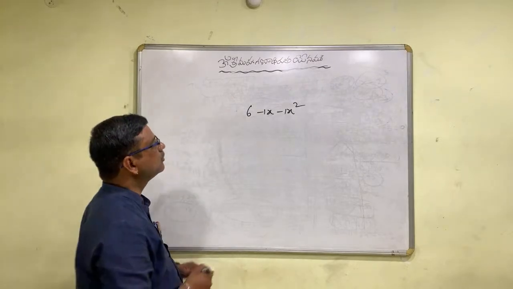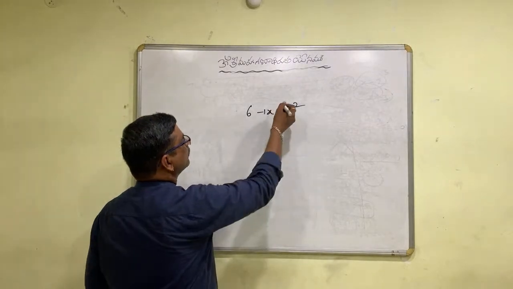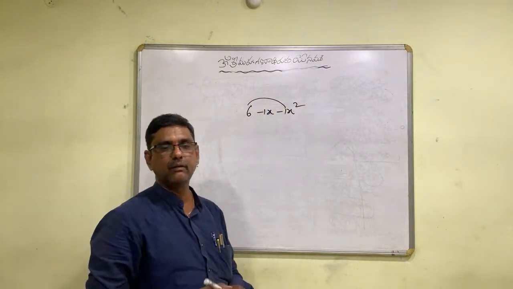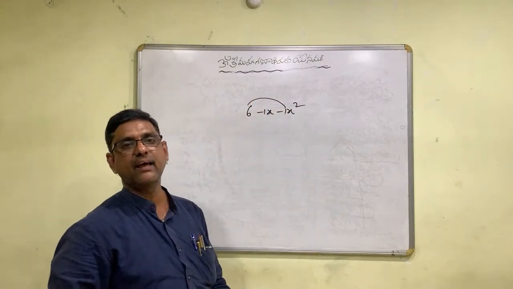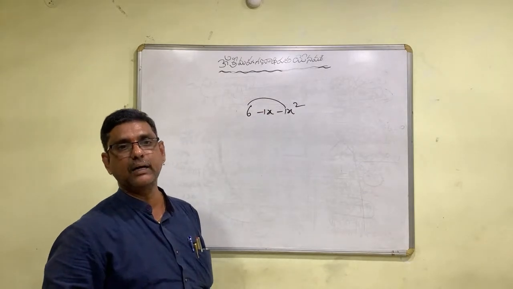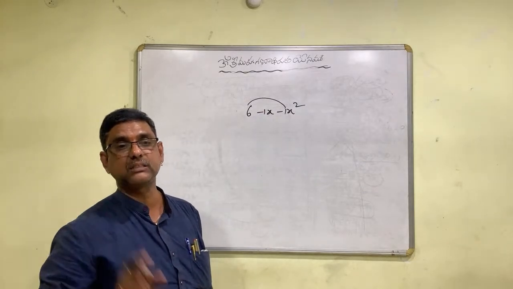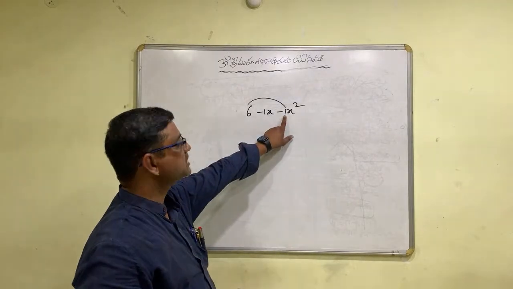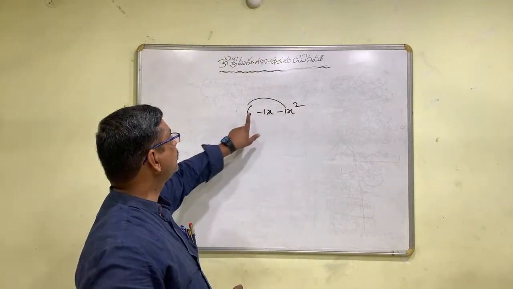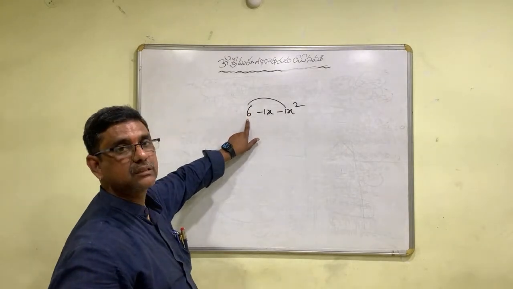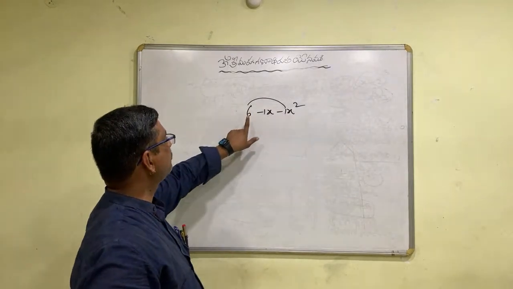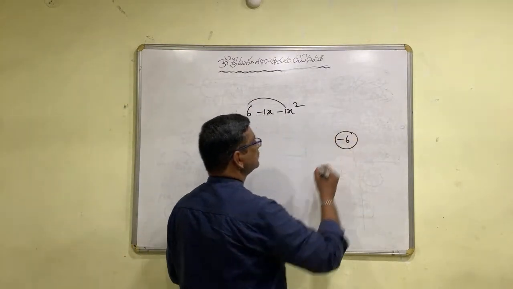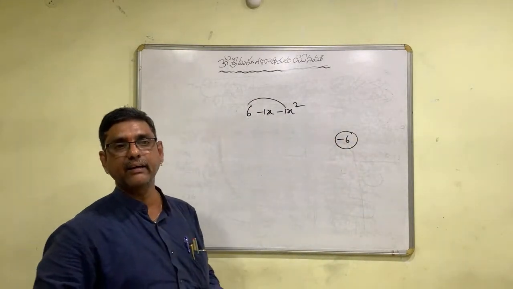Now what we have to do? As usual, coefficient of x square and constant we need to multiply, including symbols. So minus 1 into positive 6. We will get negative 6.